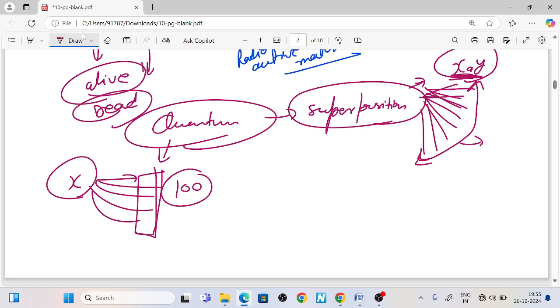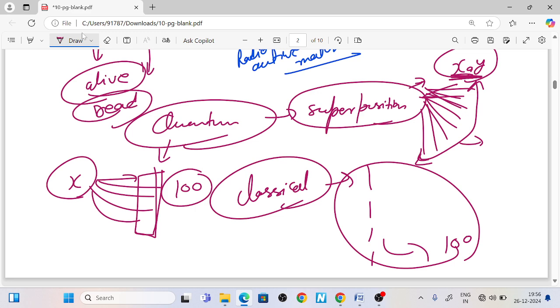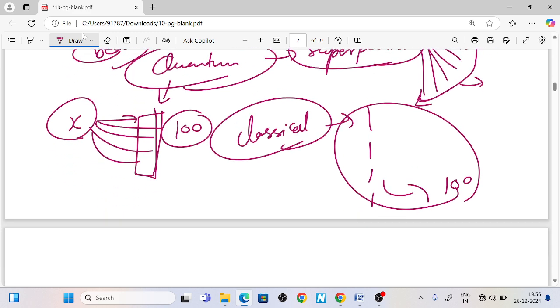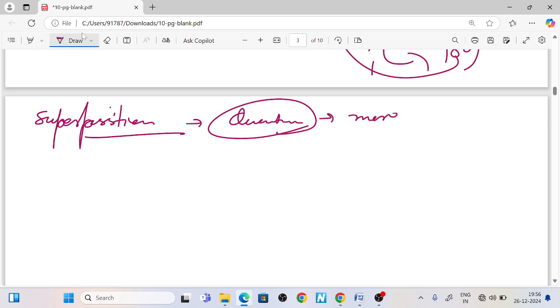And all the 100 states are observed and analyzed by the quantum computer within a second, okay. If it were a classical computer, it would have to analyze the states one by one: first state, second state, third state, fourth state, like this till the 100. So it's because of this superposition, okay, that the quantum computer can analyze more data than classical computers, okay.